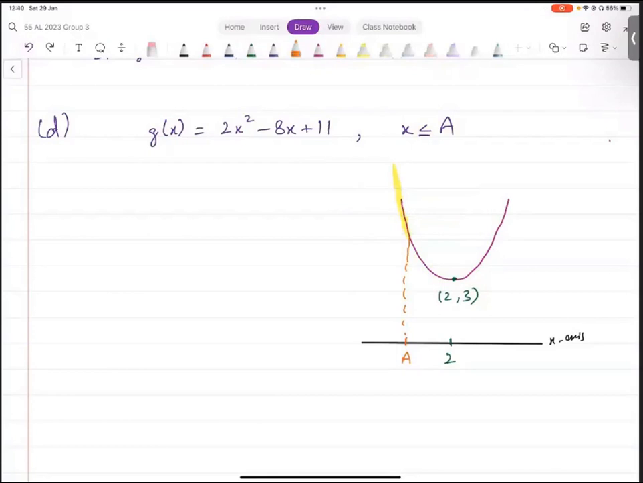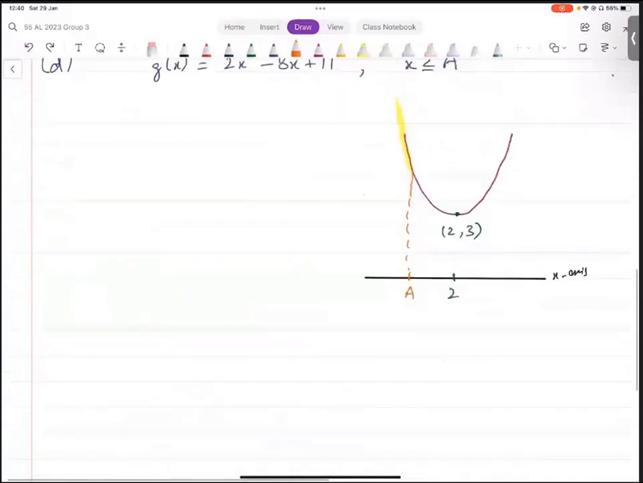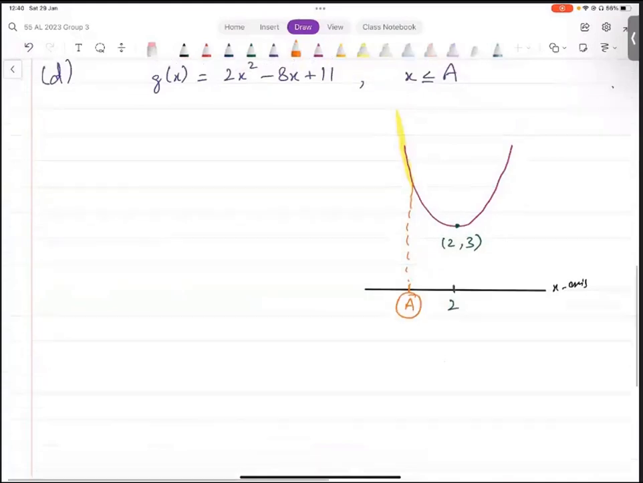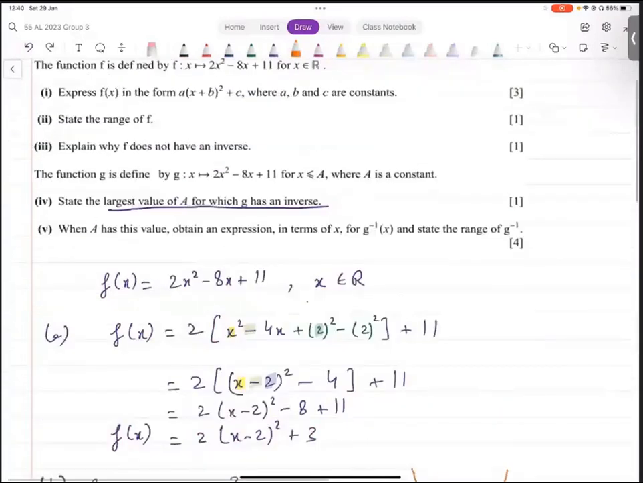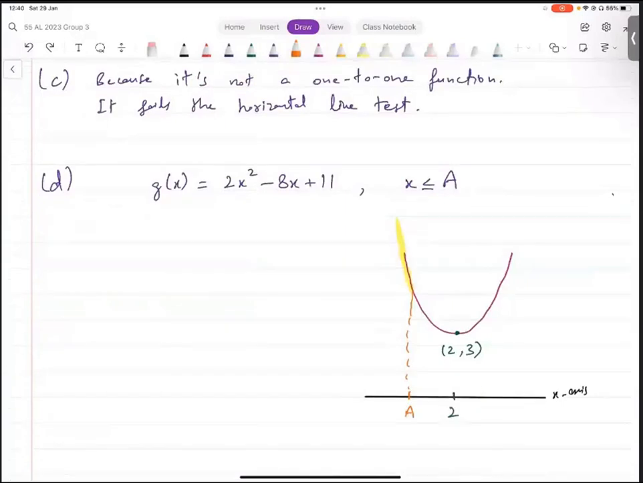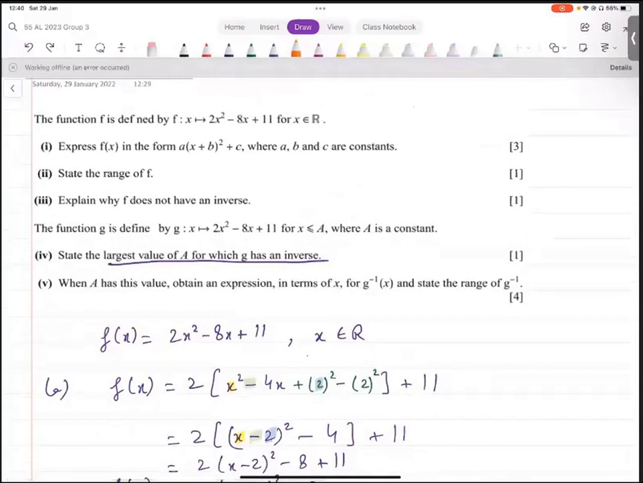लेकिन उसने क्या कहा है? So basically A की ये एक possible value हो सकती है. This is one possible value of A. If A was this, the function would be one to one, and the function would have an inverse. अगर यहाँ पे A होता, इस function का inverse होता फिर. उसने क्या कहा है? State the largest value of A for which G has an inverse. तो वो A की कोई भी value नहीं पूछ रहा. उसने कहा है largest value of A आपने बतानी.